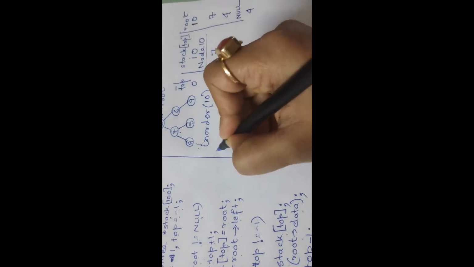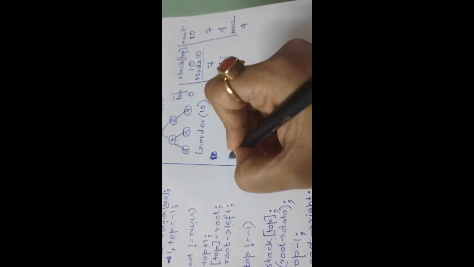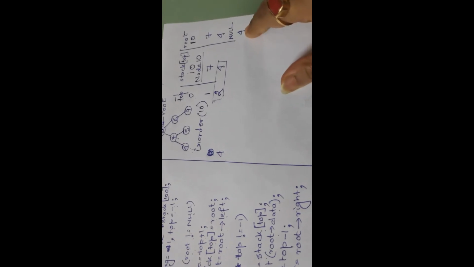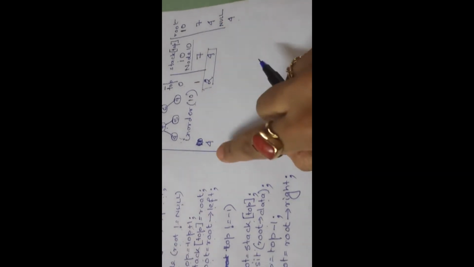Now next line, visit root data. As we know, in traversal, visit means any work we want to do on the node. So for us, visit will be to display the value of the node. We will be displaying the value of the current root, that is 4.